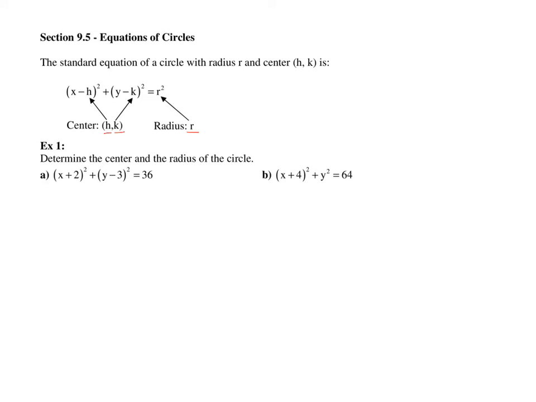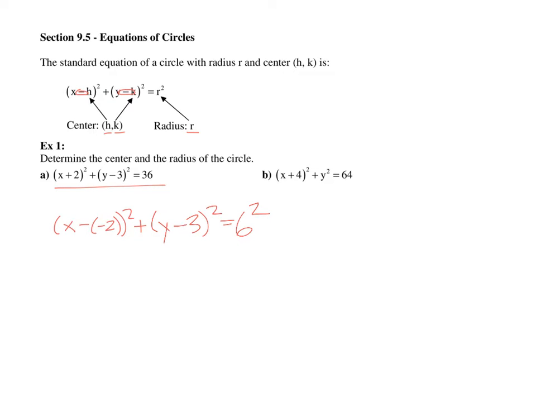All right, now example 1 says determine the center and the radius of the circle. Notice that we have minus here. So we want to get this equation to have the same format. So I'm going to have (x − (−2))² + (y − 3)² = 6².